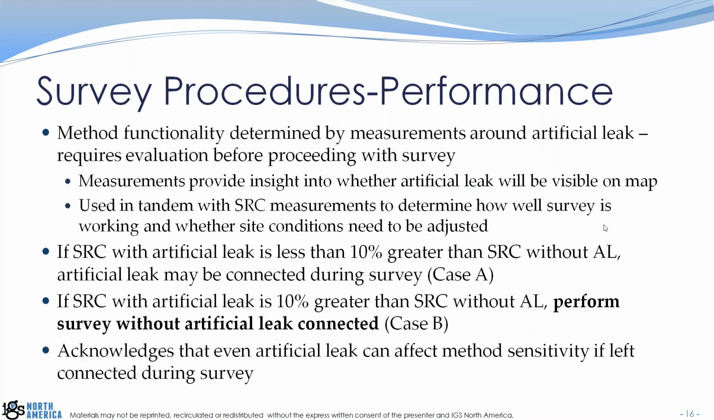So moving on, the method functionality is determined by those measurements that I just talked about, and it requires evaluation before proceeding with the survey. Now, some people might feel uncomfortable at this point because they're like, well, there's no real criteria. Like D707 says my signal to noise ratio needs to be 3:1. Well, this is where it puts it up to the practitioner to know whether or not that artificial leak is going to show up nicely on the map. Usually, if you can see that negative positive, it's 99% of the time it'll show up really well on that map.